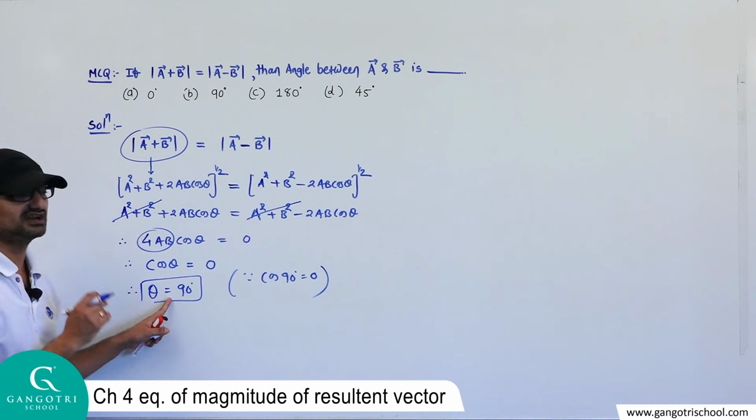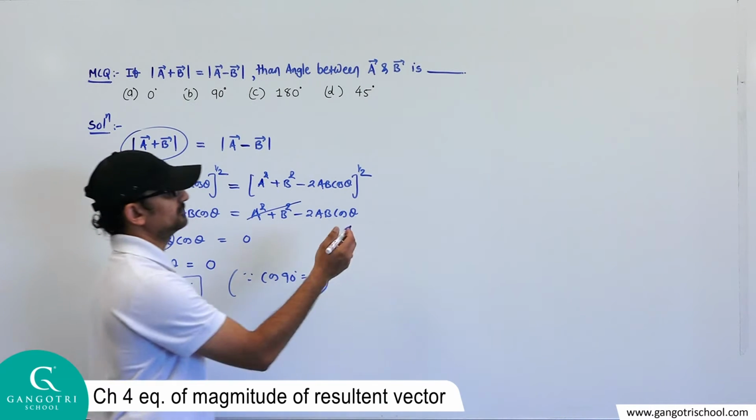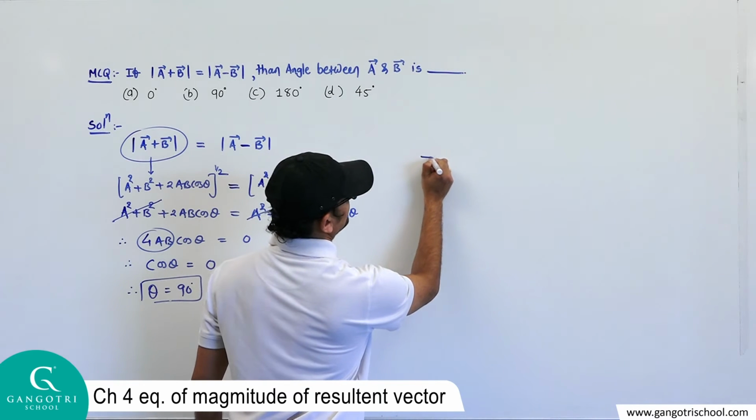Now let's check whether this answer is correct or not. Cross check. Look at here. Suppose this is vector A.